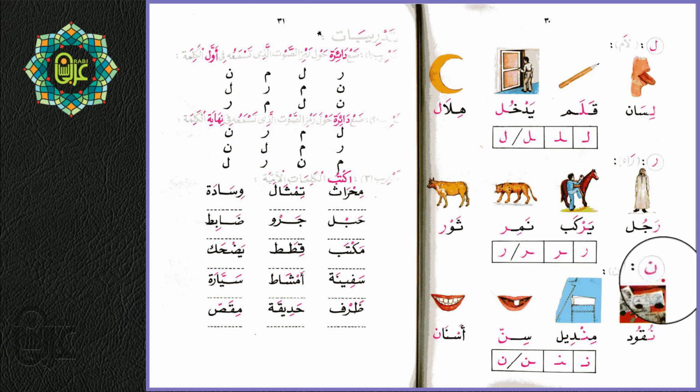Let's see the third consonant, N, and its nasal sound. Noon, or Na, can also vary depending on the following short vowel. We could say Nu if there is Dhamma after it, Ni if there is Kasra, and Na if there is Fatha. Its name is Noon. Noon with Dhamma is Nu, followed by a long vowel because Dhamma is the sister of Waw. That's why we say Noon.